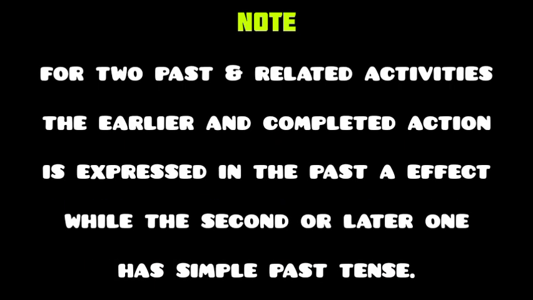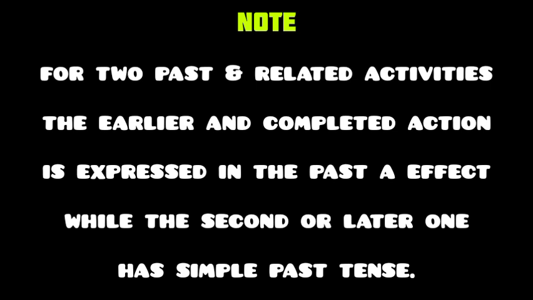So now we understand that for two past and related actions, the earlier completed action is put in past perfect tense while the next or later one is in the simple past tense. In other words, if two actions took place in the past, in order to show which action took place earlier, which action was completed first, we use the past perfect tense for the earlier or first action and the simple past tense for the later or the next action.